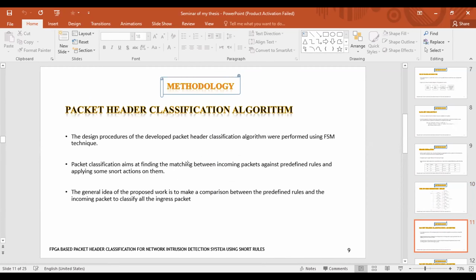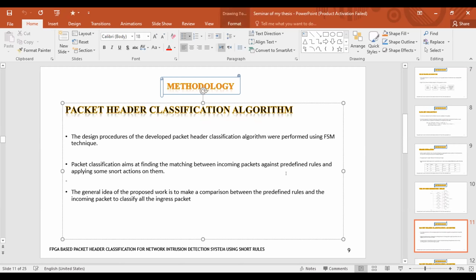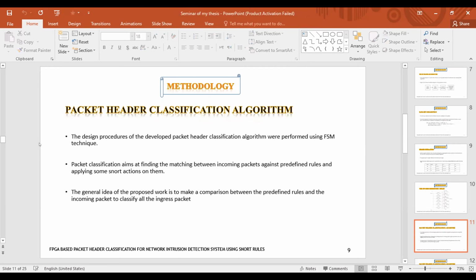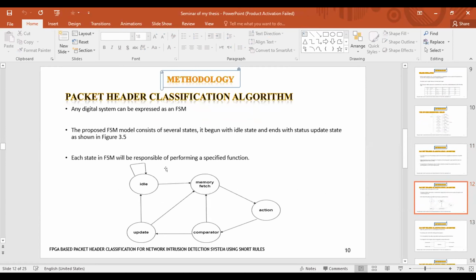So now, what is the algorithm? Packet header classification algorithm. The design procedures of the developed packet header classification algorithm were performed using the finite state machine technique. I'm going to clarify it later. Packet classification aims to find the match between the incoming packet and the predefined rules, and then apply some Snort action to know whether this packet is valid or malicious. The general idea of this work is to compare the predefined rules with the incoming packet to classify all the ingress, or incoming, packets. Now this is our algorithm.